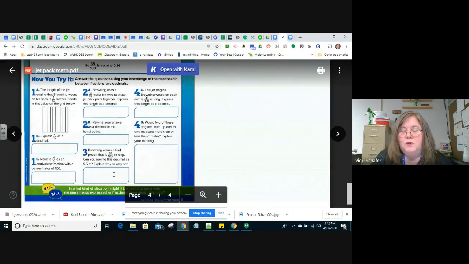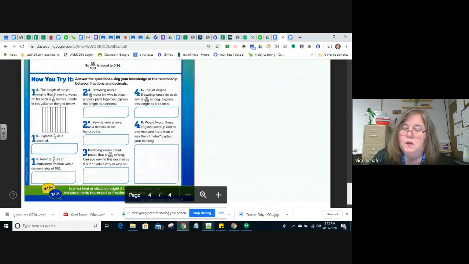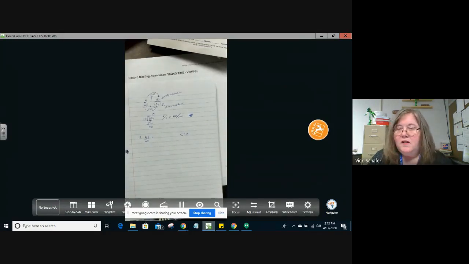Here is where some people had trouble on number 3. Browning wears a fuel pouch that is 55/100 meters long. And they wanted to know, can you write that as 5.5 meters? A lot of people recognized right away that this was not equivalent, that you couldn't do that, but some people had a hard time writing out why.